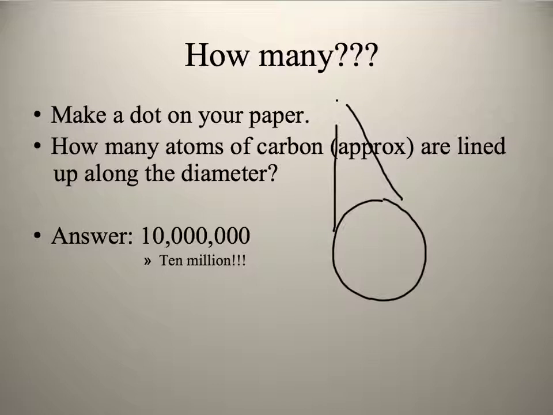Well, if we wanted to know how many atoms are lined up across, we could count that number. We can measure the dot. We know the average distance and diameter of an atom, and we would get 10 million atoms are in that. So quite a large number of atoms in a small space. Atoms are very, very tiny.